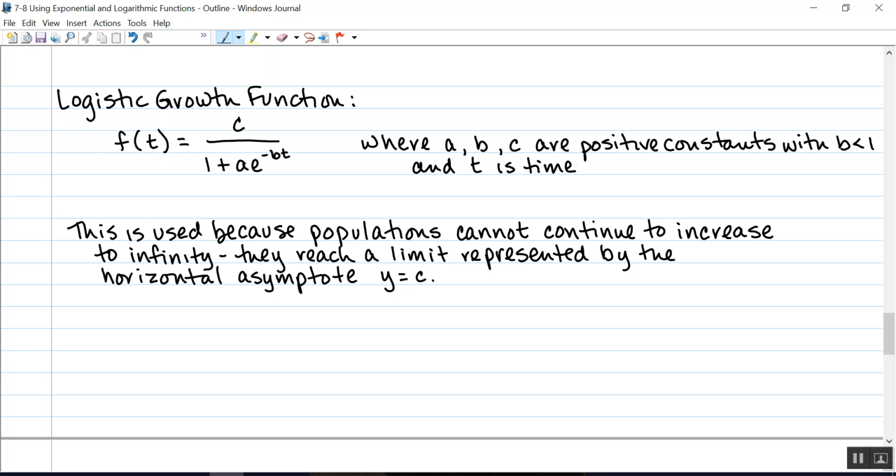Now this particular formula is used because populations cannot continue to increase to infinity. Usually they hit some sort of carrying capacity where a population kind of stalls out or the land just can't support that many people anymore. They reach a limit that's going to be represented by the horizontal asymptote y = c. So this number on the top is going to represent what the maximum population can be.